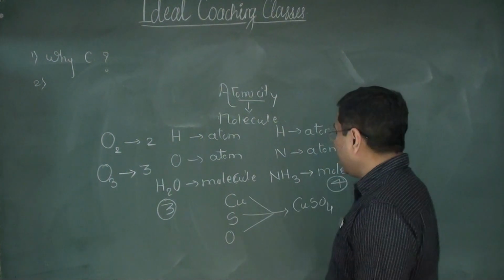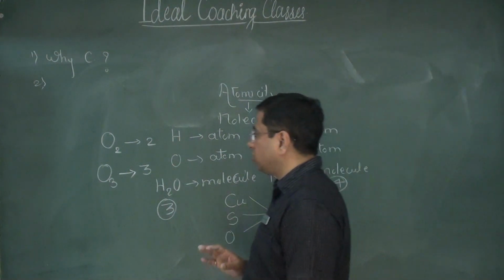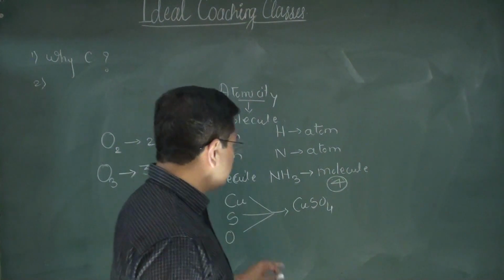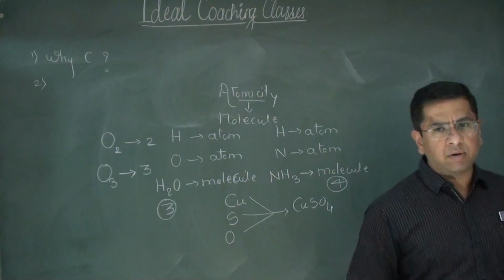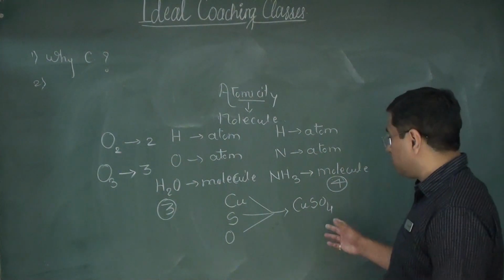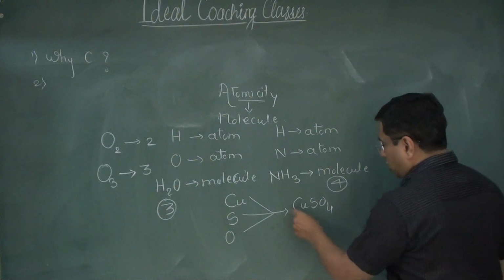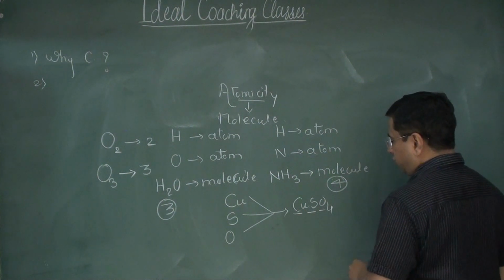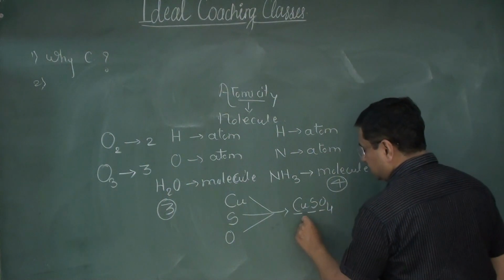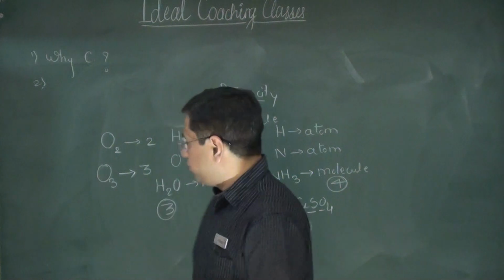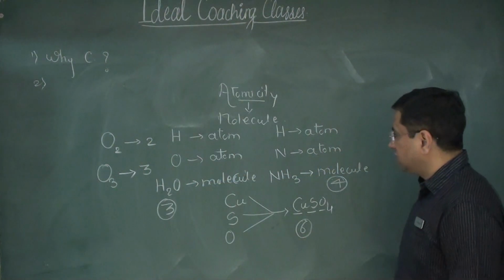So, I understand the concept of atomicity with the help of these examples. Now try and understand all the concepts with the help of an example. So let us come down to this. What is the atomicity of copper sulfate? Copper 1, sulfur 1, oxygen 4. 4 plus 1, 5 plus 1, 6. The atomicity of copper sulfate is 6.